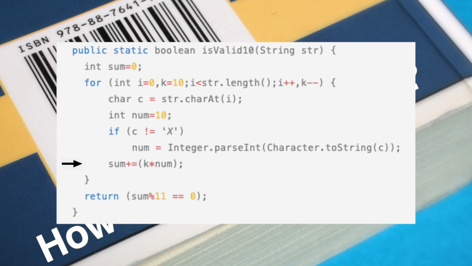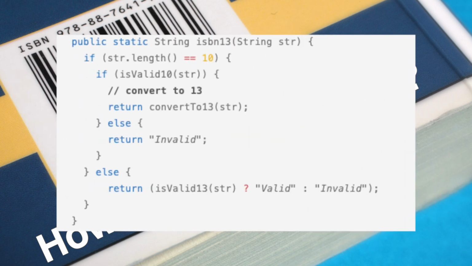Next, the sum variable is incremented by the product, num times the value of k. When all characters in the incoming string have been evaluated, the result from the evaluation is sum mod 11 equal to 0, or, is the value of sum divisible by 11 without a remainder, is returned to the calling method. Back inside the calling method, if the call to the isValid10 helper method returns true, we have a valid ISBN 10, and the value returned from the call to the convert to 13 helper method, is returned to the caller.